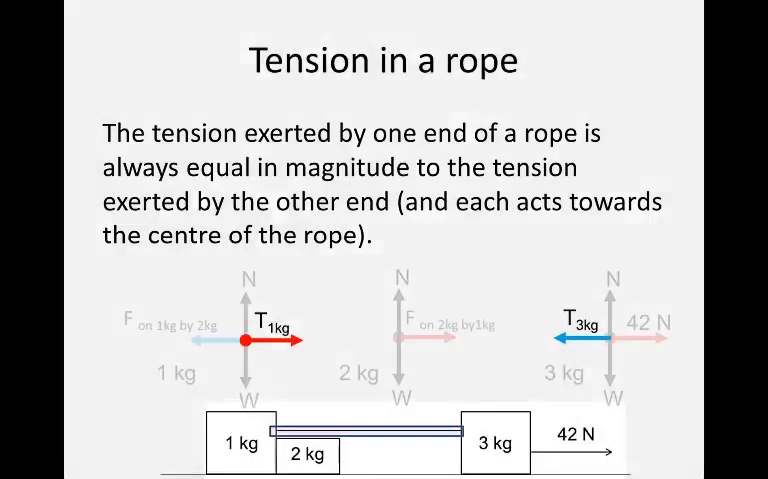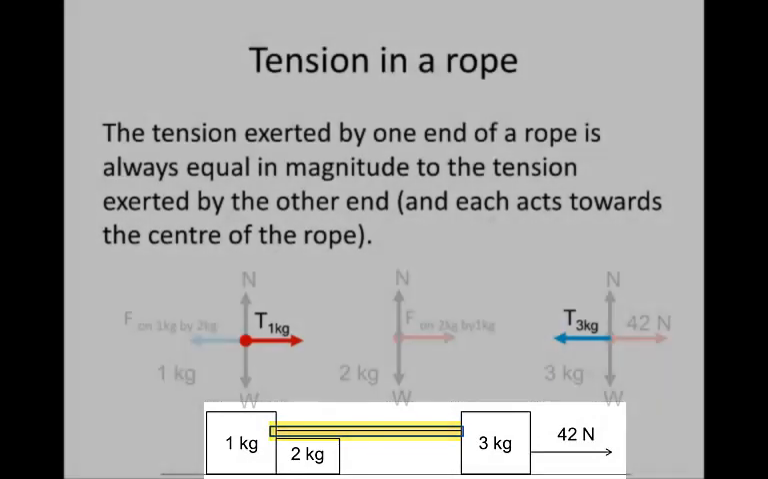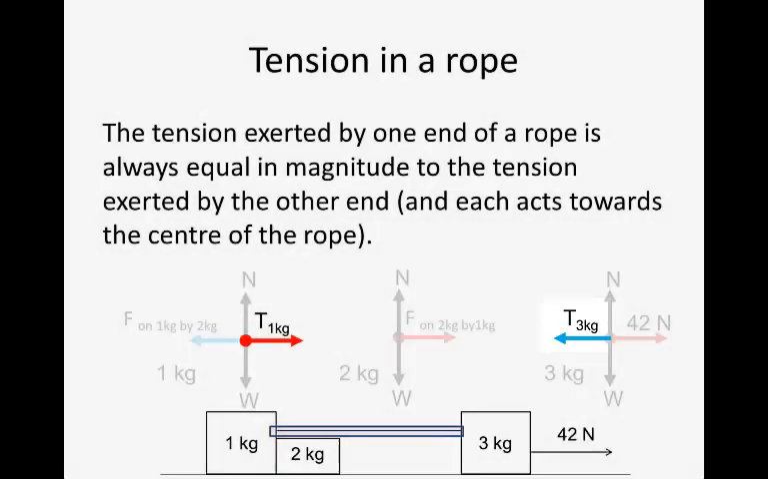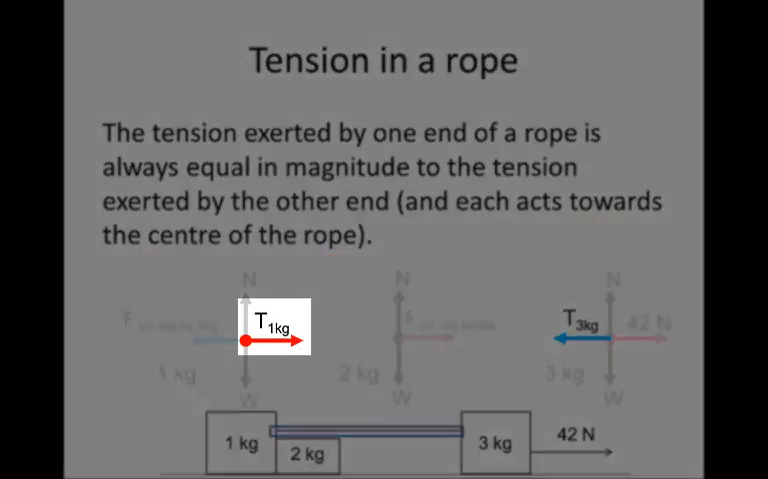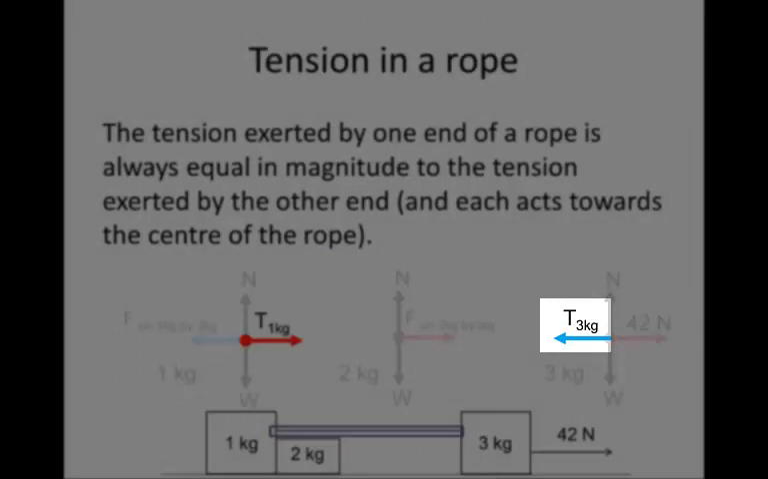So in this situation, we can see that there's a rope joining the 1 kilogram and the 3 kilogram bodies. There's tension in this rope. This tension pulls the 1 kilogram body to the right and the 3 kilogram body to the left, because tension in a rope always acts towards the center of that rope. And the tension on the 1 kilogram body is just as strong as the tension on the 3 kilogram body.